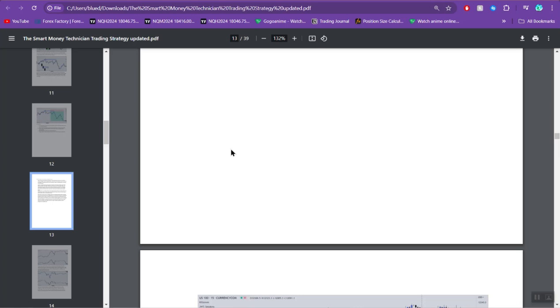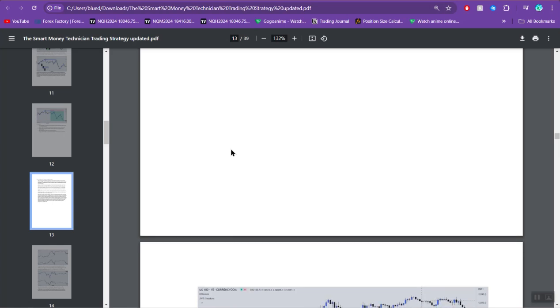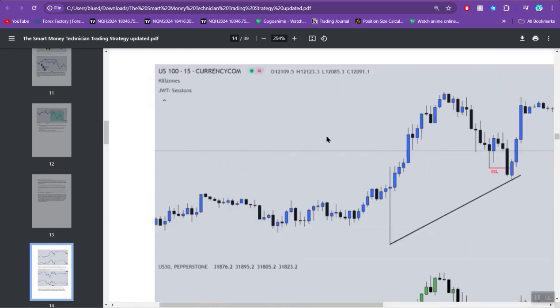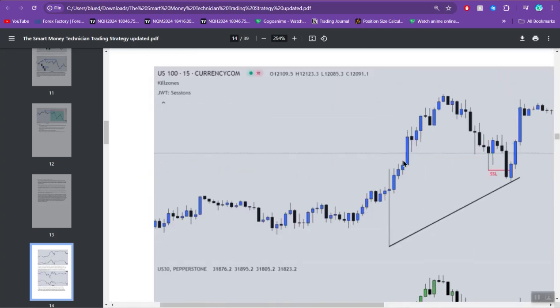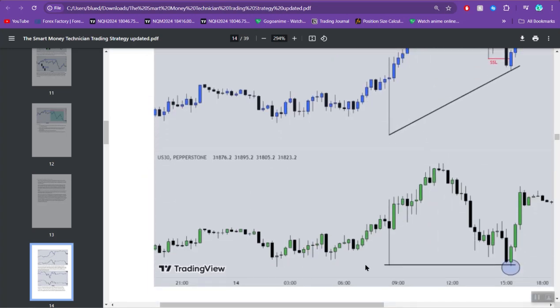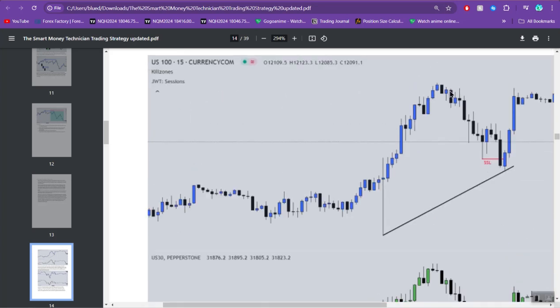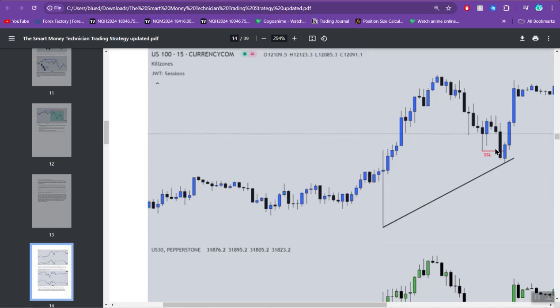But there are situations that take place. Let's get to the picture where, as you can see here, we're trading higher, we're trading higher. Also here, we're trading higher. If you can't see this, this is basically NASDAQ trading higher, and then we compare this to Dow Jones or US 30. It's also trading higher. So as it was trading lower here, NASDAQ or US 100 was also trading lower here as well.